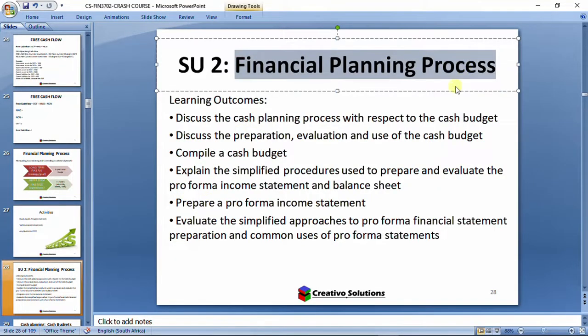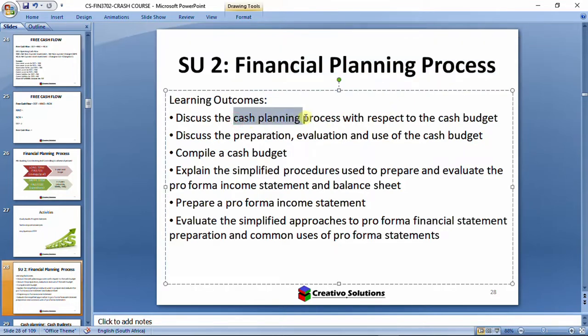Financial planning, the process. It's all about budgeting. It's looking at cash. It's looking at planning. It's looking at preparing a budget. It's looking at compiling a budget. It's looking at explaining a budget. It's all budget related. All right, nothing difficult here.